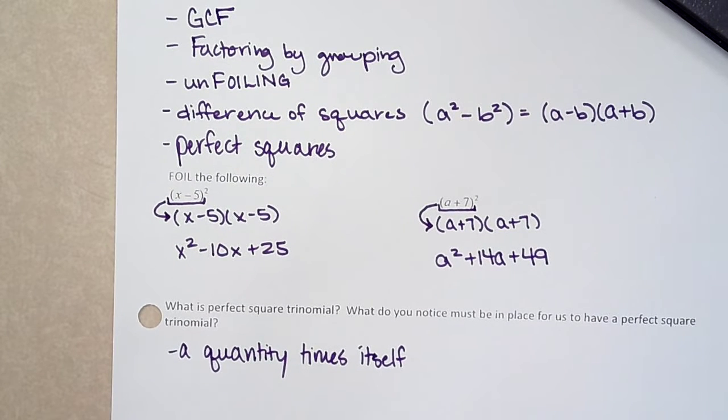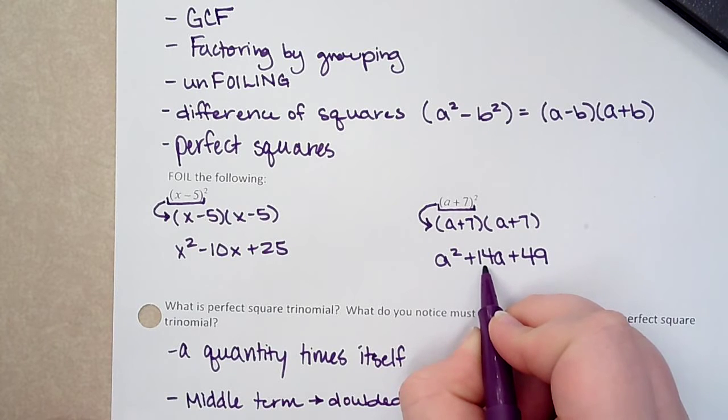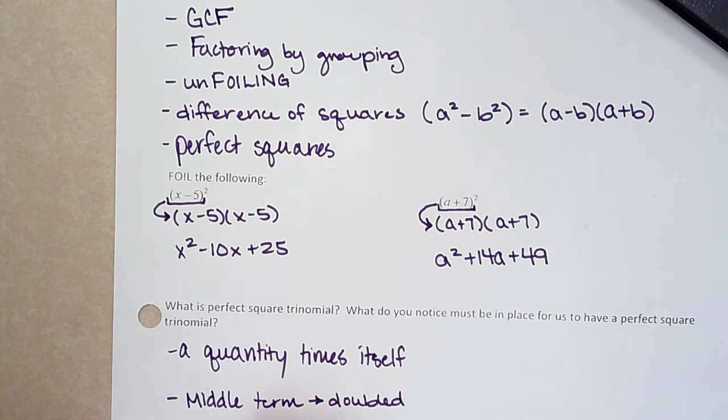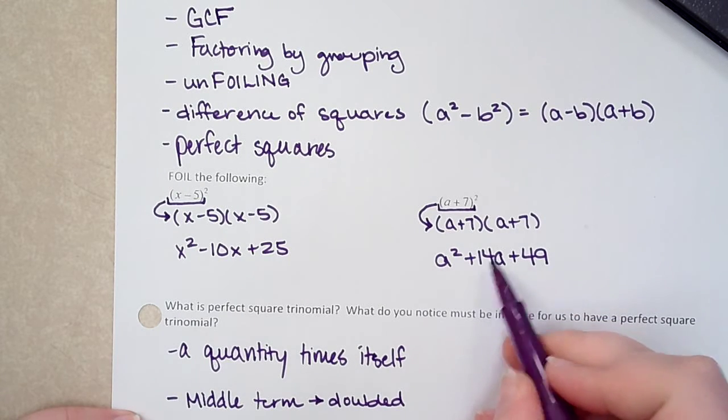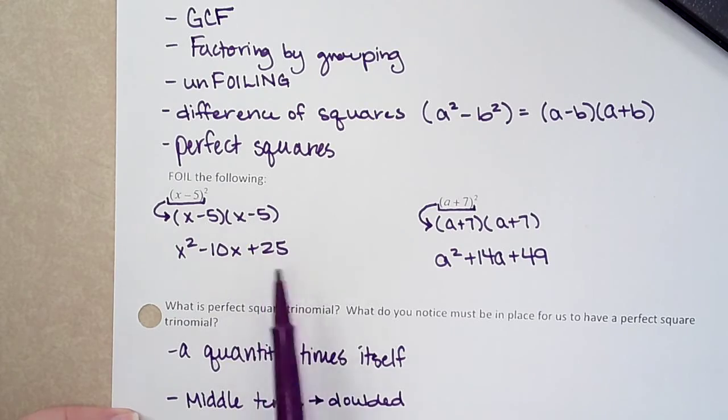Now, what do you notice has to be in place for us to have a perfect square? Well, the middle term is doubled. Notice 7 turns into 14 when we double it. And the last term is squared. So the 7 turns into 14 in the middle term. It turns into a 49 in the last term. Here, we double negative 5 to get negative 10. We square it to get 25.